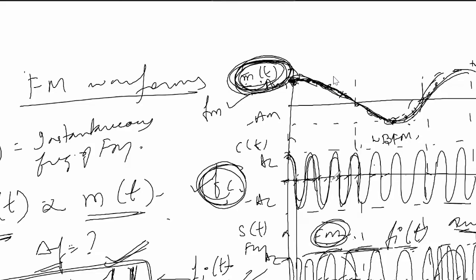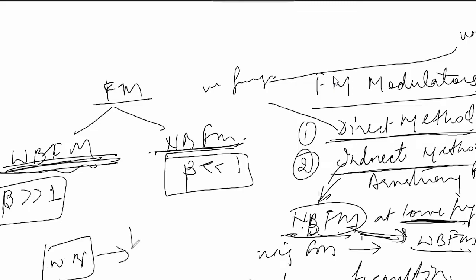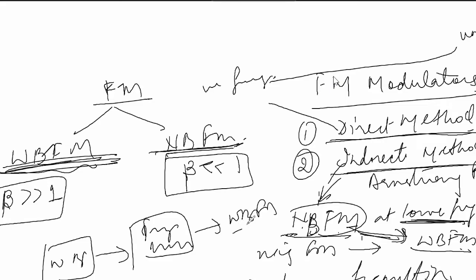Therefore in the indirect method, we first generate narrow band FM at lower frequency, and gradually increase the frequency of narrow band FM to wideband FM by applying it through frequency multiplier circuits. So first we generate narrow band FM and then apply it to a frequency multiplier to convert it into wideband FM. A gradual increase in frequency takes place in the indirect method, and therefore frequency stability is maintained. So these are the two FM modulators, direct method and indirect method.